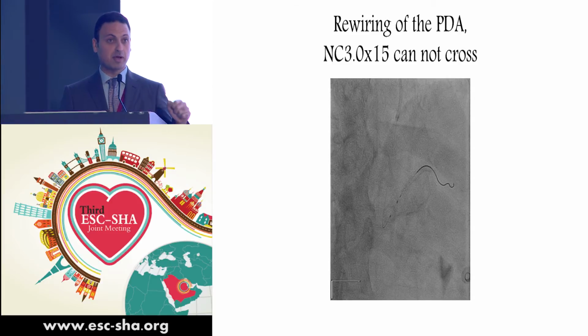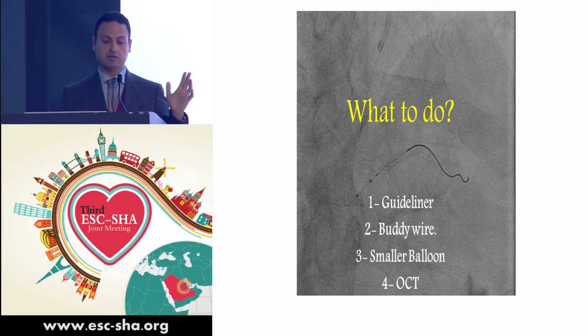I went for rewiring to get the wire back, and I went in easily, entered the branches, and then I had my wire down in the distal RCA. Then my balloon is not coming. I'm taking a non-compliant 3.0 balloon as measured by OCT, and I cannot cross. Trying gently, I still cannot cross.